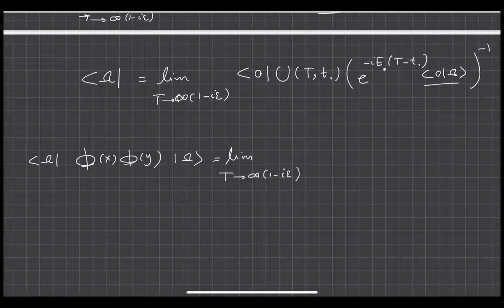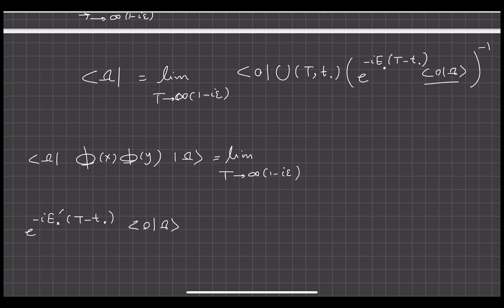So I'm going to have the exponential of minus i E0 prime (t minus t0), then the inner product of 0 with omega to the power of minus 1, the state 0 here, and then I have U of t and t0, times U of x0 to t0 for the evolution of the phi x dagger here. So I have the phi I of x, which was the free field of x.